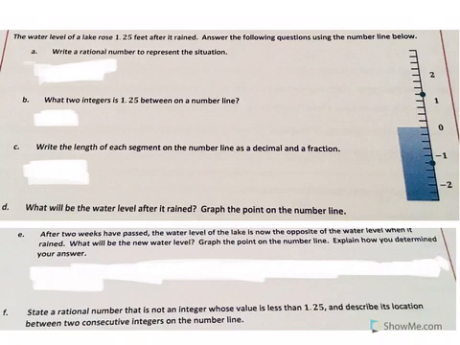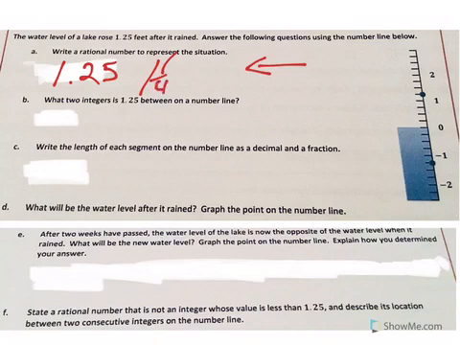The water level of a lake rose 1.25 feet after it rained. Answer the following questions using the number line. Write a rational number to represent the situation. Well, in this case, it would be positive, right? So it would be 1.25, or if we wanted to write that as a fraction, it'd be 1 1/4. Rational number just means it can be written as a fraction. It doesn't have to be. 1.25 can be written as a fraction.